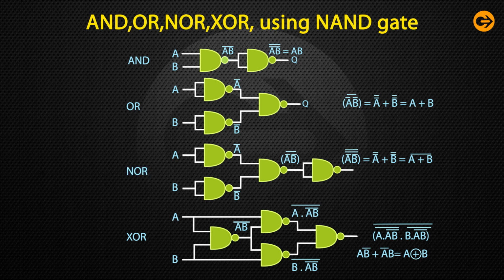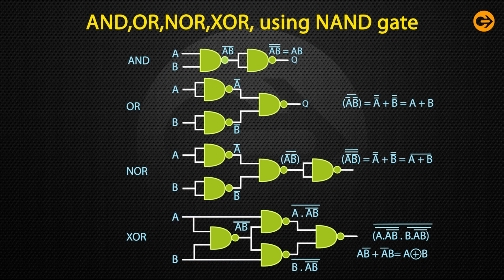NOR gate using NAND. A NAND A generates A bar. B NAND B generates B bar. A bar NAND B bar will generate A bar dot B bar whole double bar, which is equal to A plus B whole bar.